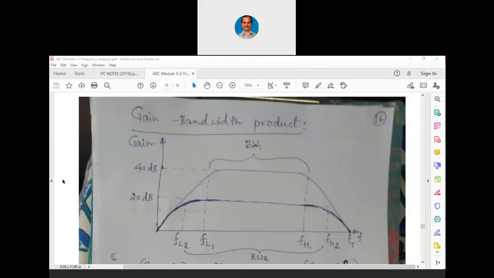In the last analog electronic circuits class, we were discussing the GBP, gain bandwidth product. And then at the end, we had discussed something called unity gain bandwidth. So, to have a recap of the same, you can see here at a point where it is mentioned as FT. Let me change the color. Where it is mentioned as FT.